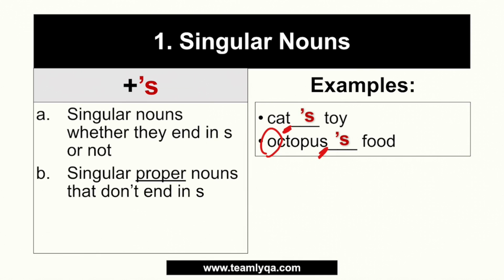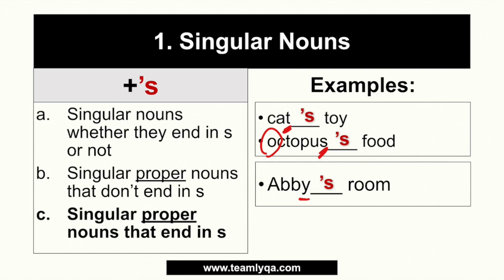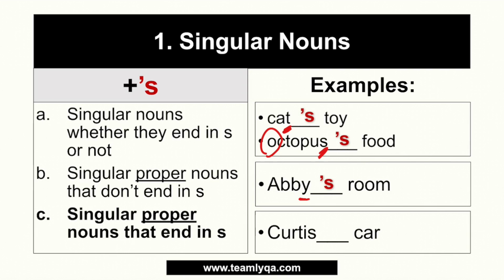Now, yung second rule natin, which is singular proper nouns that don't end in S. Let's take this as an example. Abby, room. Room daw ni Abby. Again, hindi siya natatapos sa S, so you use apostrophe S. Abby's room. The trickier part, like I said, this can work with either apostrophe S or just an apostrophe, would be singular proper nouns that end in S. For example, Curtis, car. Kasi yung pangalan ni Curtis already has an S. So, medyo redundant nga naman na lagyan mo pa ng apostrophe S. Yun yung preference ng mga apostrophe lang ang ginagamit. Pero technically, dahil isa lang naman si Curtis, you can still use apostrophe S.